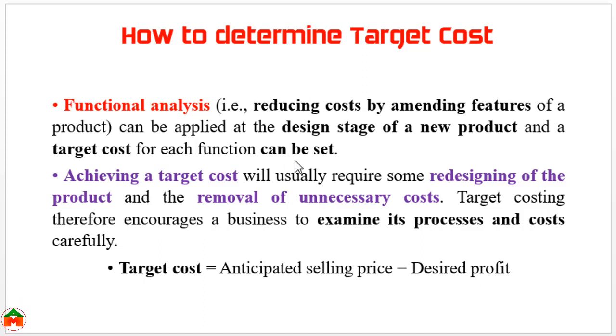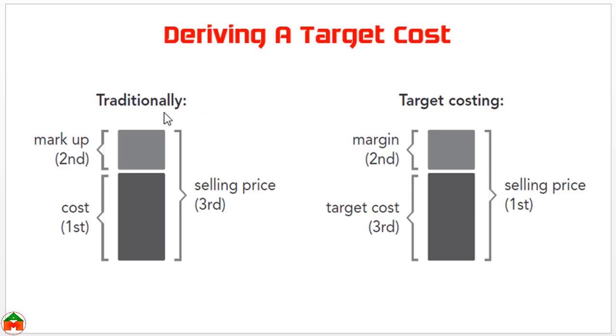I mean, if we can calculate the target cost, then to achieve the target cost for that product we can redesign the production process so that we can minimize the unnecessary cost. And for that removal of unnecessary cost, we need to do the functional analysis for reducing cost by amending features of the product. Here you will get a clear idea about the traditional approach of pricing and target costing.